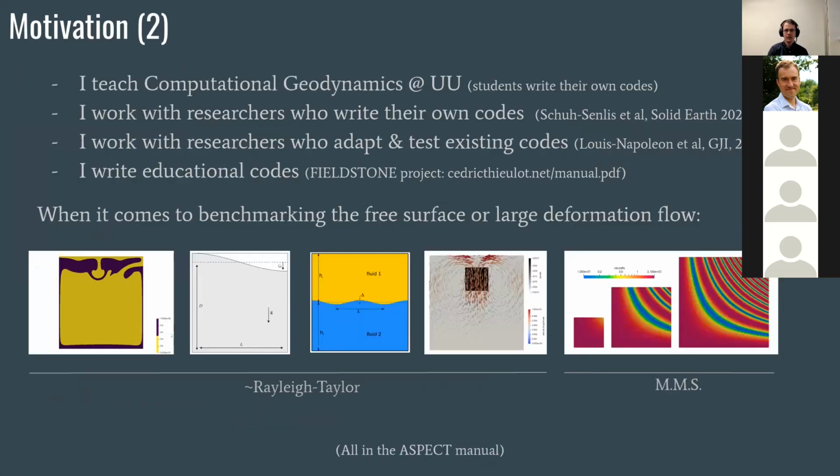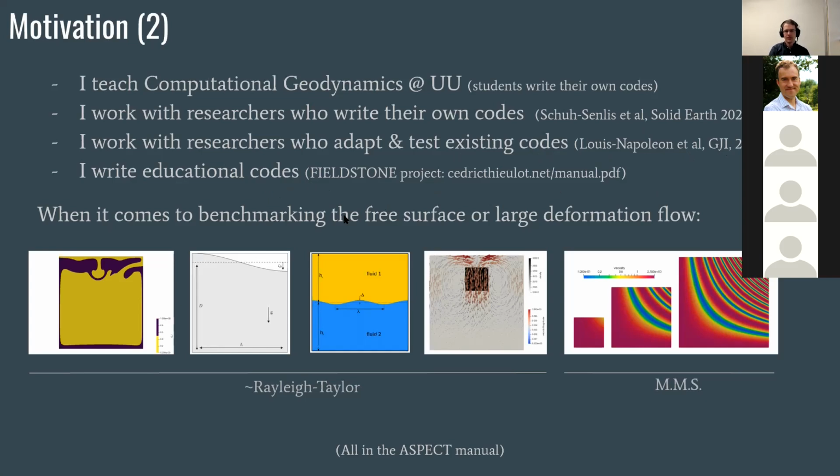Second motivation is I teach computational geodynamics at my university, and so I have students writing their own codes, and therefore they need to check it and benchmark it. I work with researchers who write their own codes, like this paper in 2020. I work with researchers who adapt and/or test existing codes, like this paper we did in GJI this year. And I write my own educational codes in my field zone projects. All in all, I need to, and like, benchmarking and doing it right, whatever that may even mean.